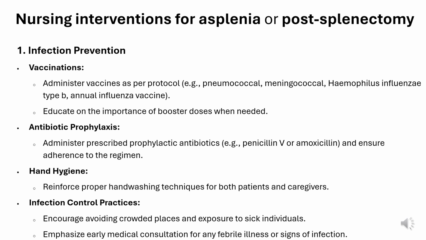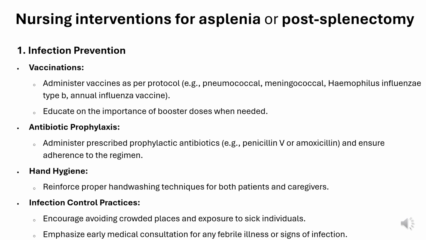1. Infection prevention. Vaccinations: administer vaccines as per protocol, for example pneumococcal, meningococcal, Haemophilus influenzae type B, and the annual influenza vaccine. Educate on the importance of booster doses when needed. Antibiotic prophylaxis: administer prescribed prophylactic antibiotics, for example penicillin V or amoxicillin, and ensure adherence to the regimen.